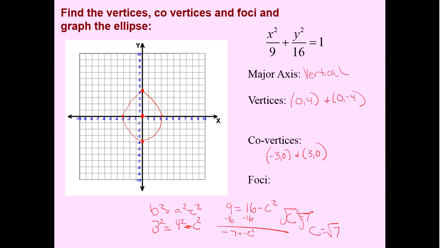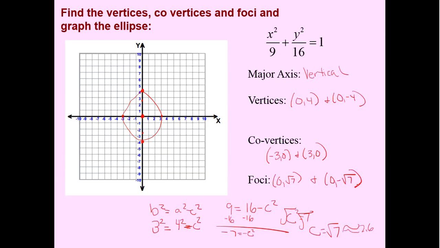So if I go square root of 7, and the square root of 7 is approximately 2.6 roughly. So I'm going to go 2.6 on both sides here. So my foci would be at 0, square root of 7, and 0, negative square root of 7 for both of them.